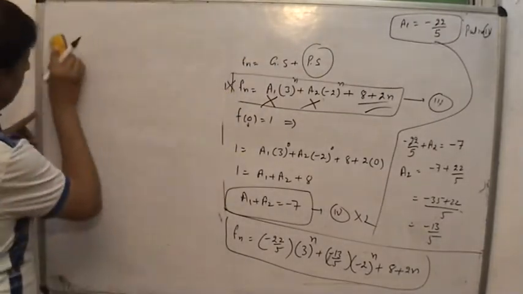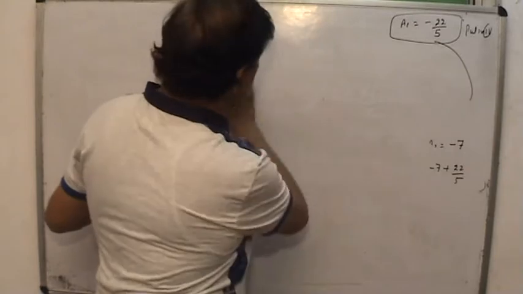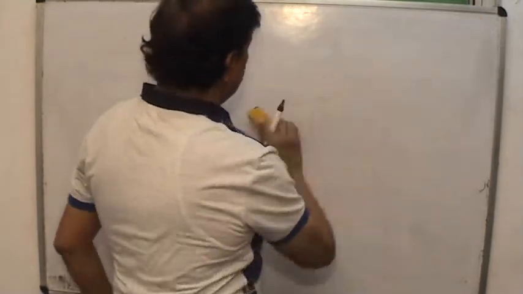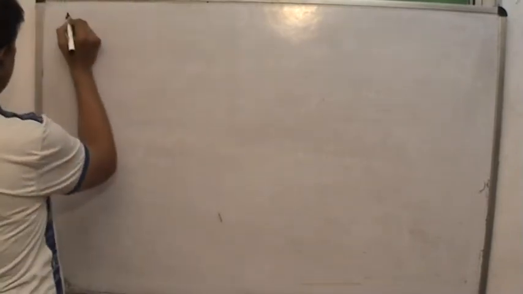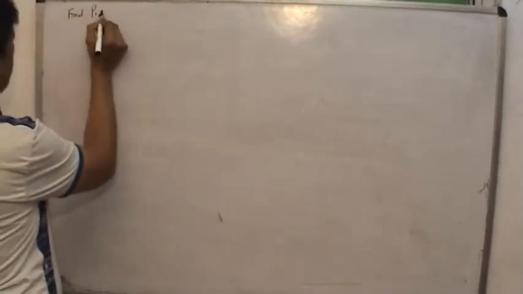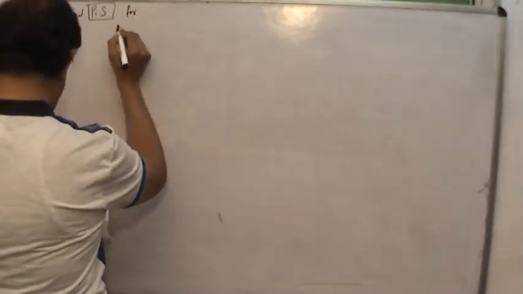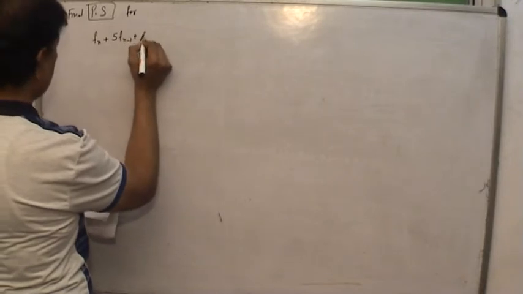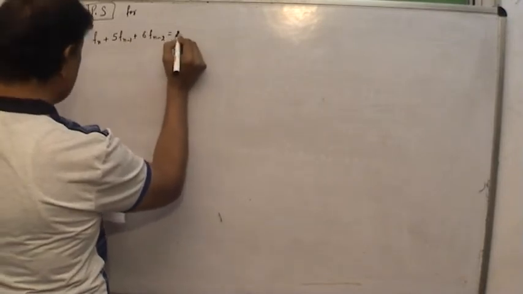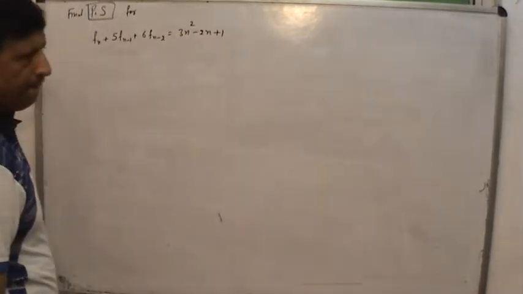Let's proceed with this theorem. First we discussed constant, then linear. Now we discuss a quadratic term in a non-homogeneous linear part. Here we will find only the particular solution for Fn plus 5 times Fn minus 1 plus 6 times Fn minus 2 is equal to 3n square minus 2n plus 1.